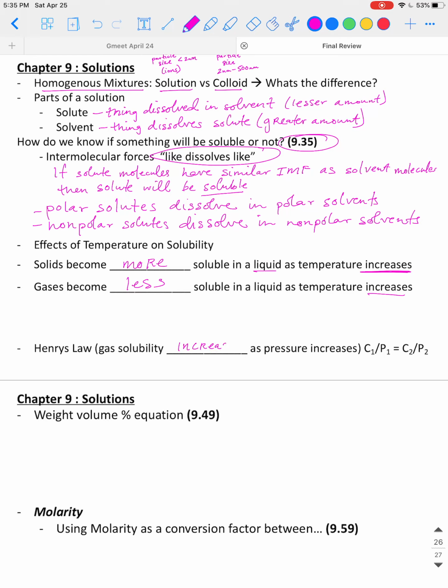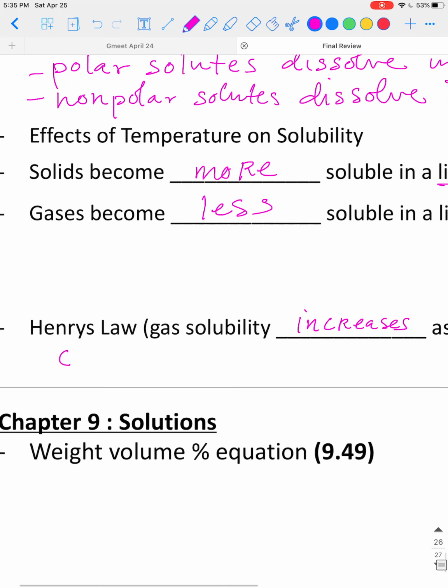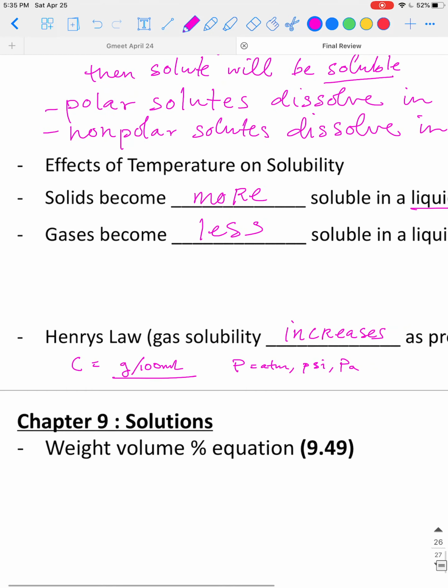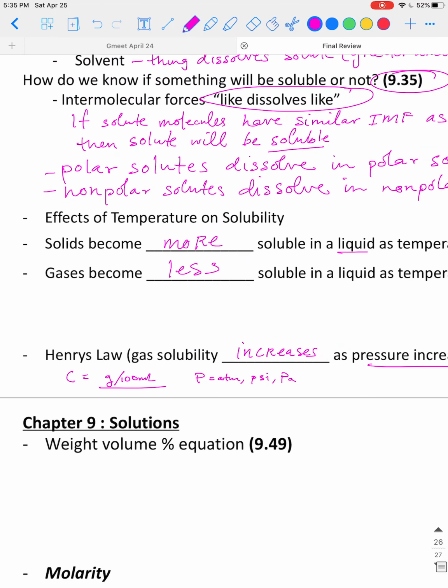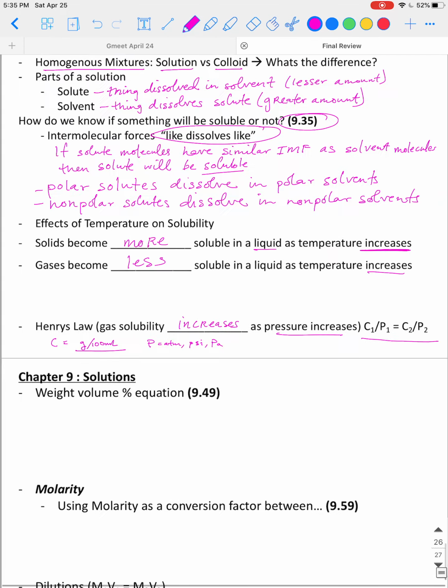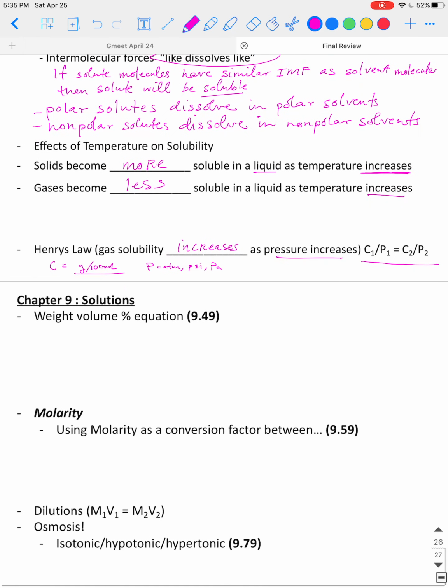All right, and then with all of this, we kind of ended with Henry's law, which says that gas solubility increases as pressure increases. And there is our equation. C1 over P1 equals C2 over P2. Remember, the units for concentration here are grams per 100 milliliters. And then pressure can be anything. It could be ATM, it could be PSI, it could be pascals. Okay, but remember, the units for concentration are gram per 100 mL, and you do not divide by the 100 mL. You treat it as a unit. All right.